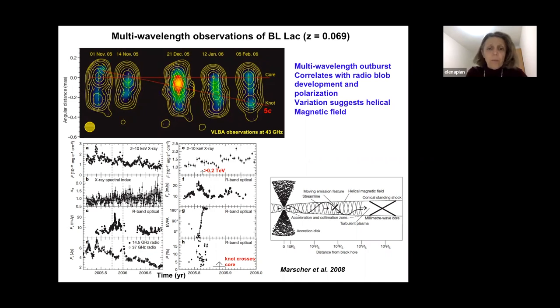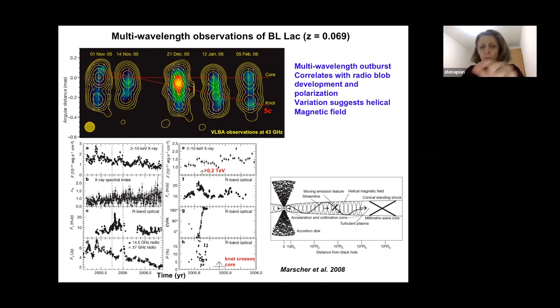This is a campaign that was meant to be a multi-wavelength campaign together with a radio monitoring of radio knots, of the temporal behavior of radio components in this source. So on top you see time-resolved radio maps, where you have the central source, which is indicated by 0 milliarcseconds. That's the nucleus, the location of the host galaxy of this blazar.